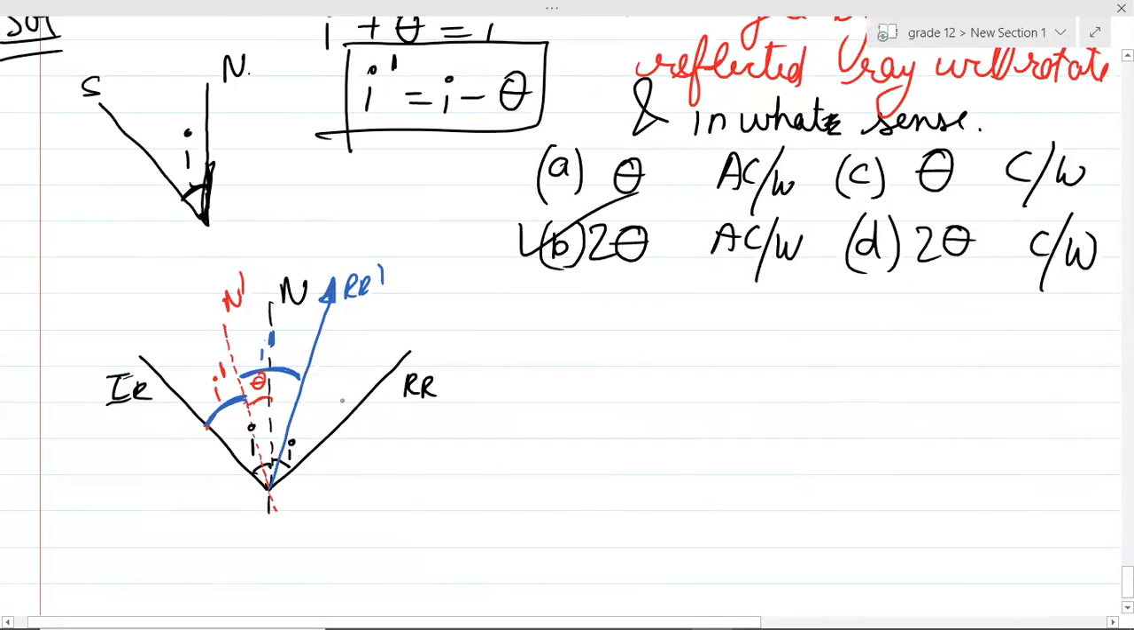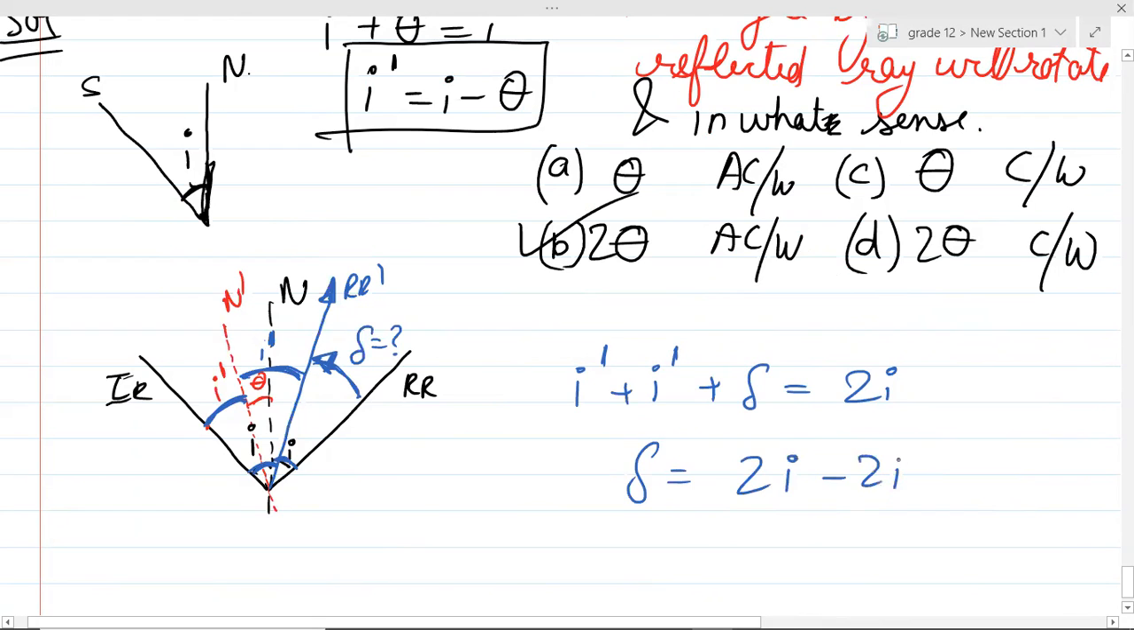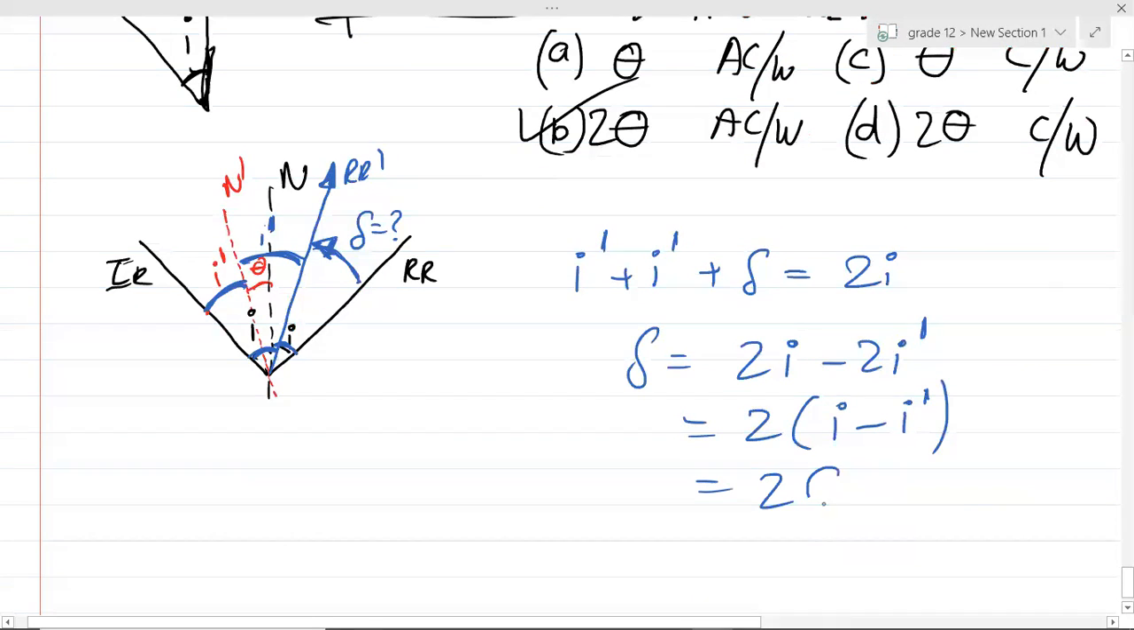So can you see over here? And this is the angle which they have asked you, delta. So can you see over here, this I dash plus this I dash plus this delta. So I dash plus delta is equal to, can you see, this I plus this I, which is equal to twice of I. And from here, delta is basically twice of I minus twice of I dash, which is basically twice of I minus I dash. And what is I minus I dash? Basically theta.